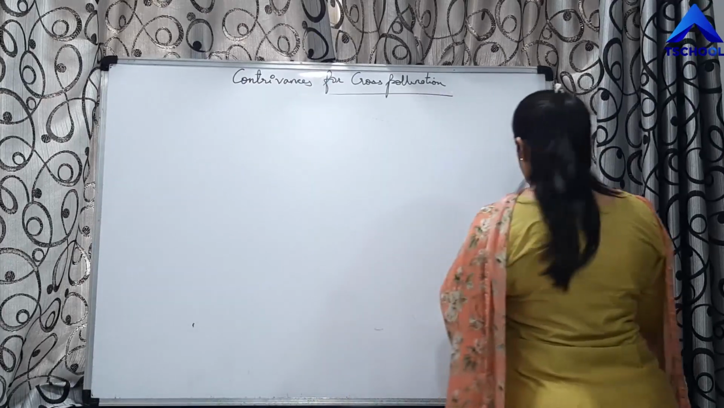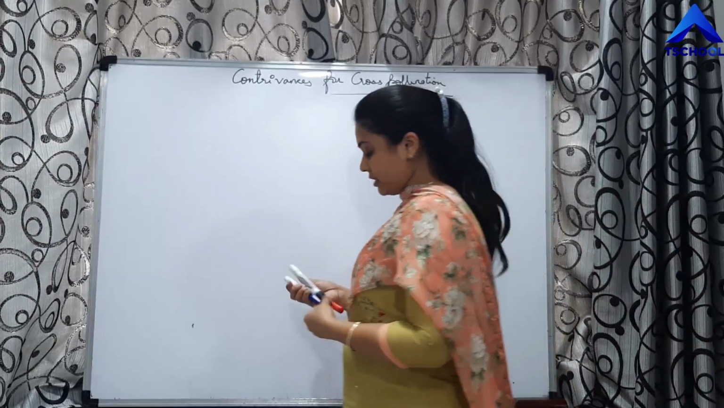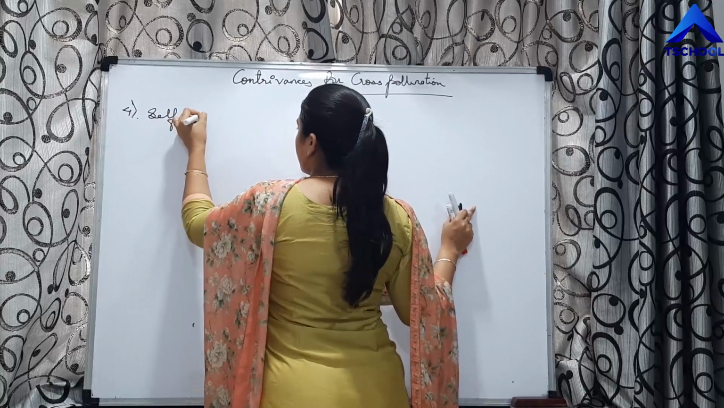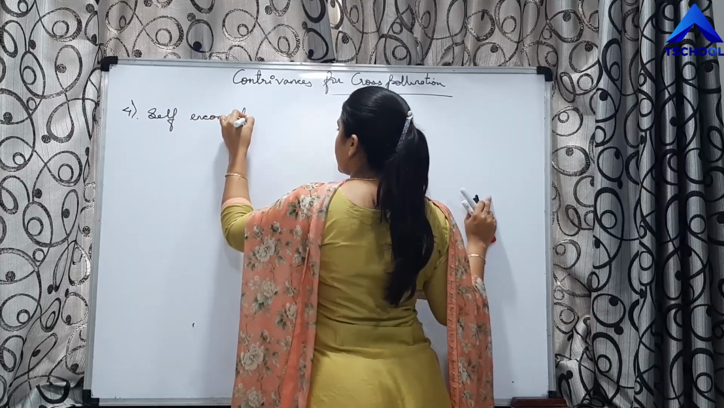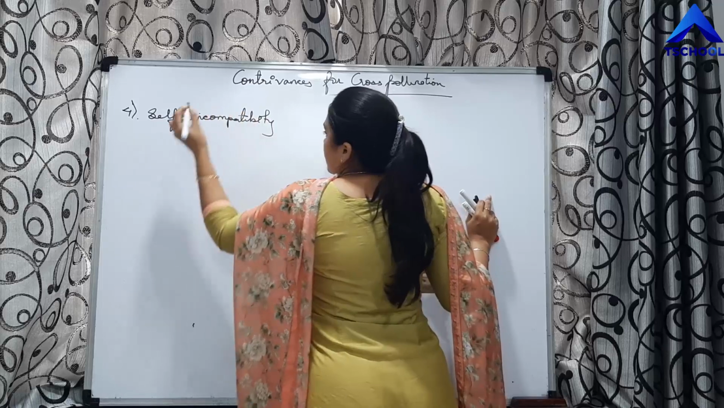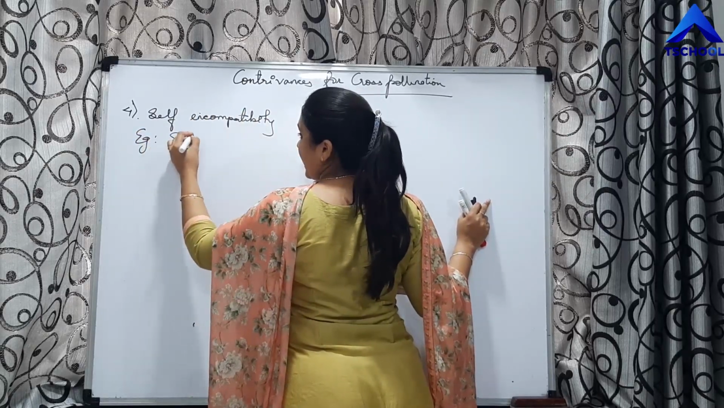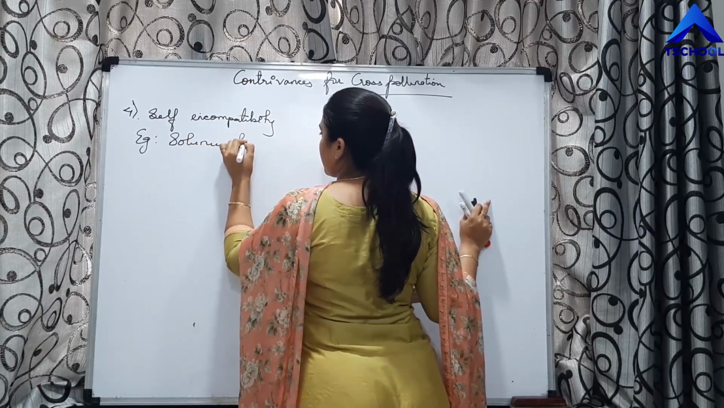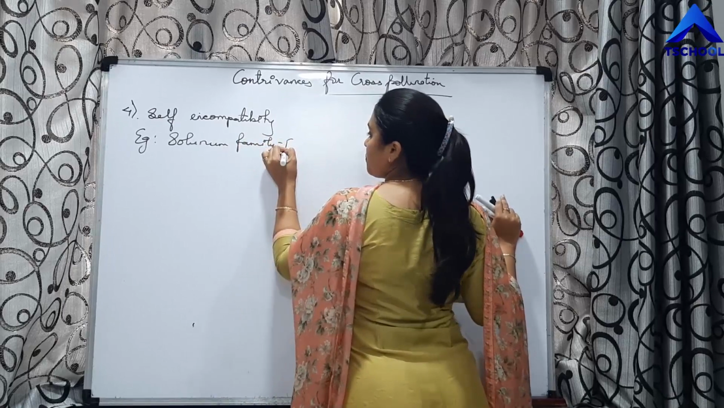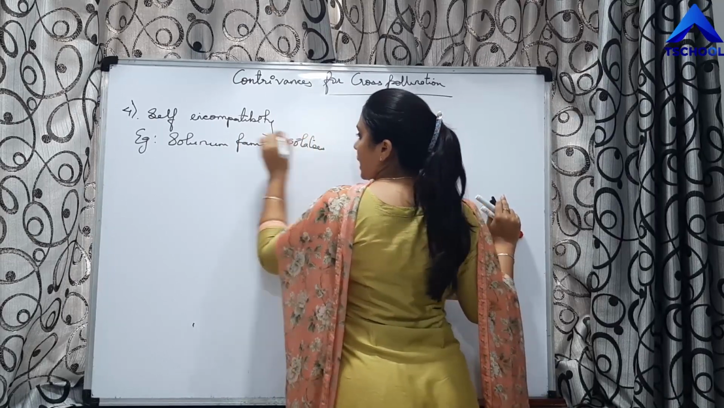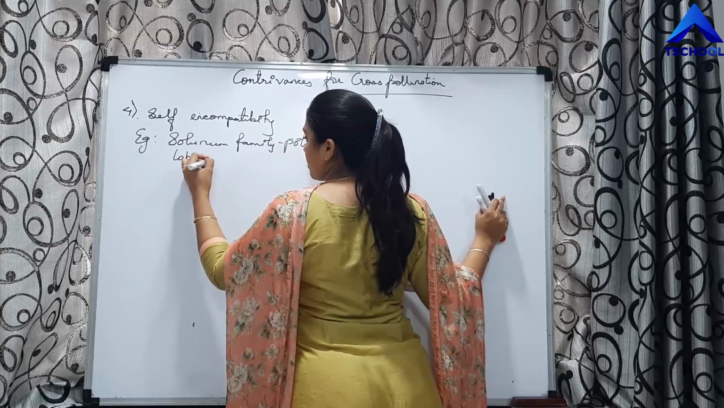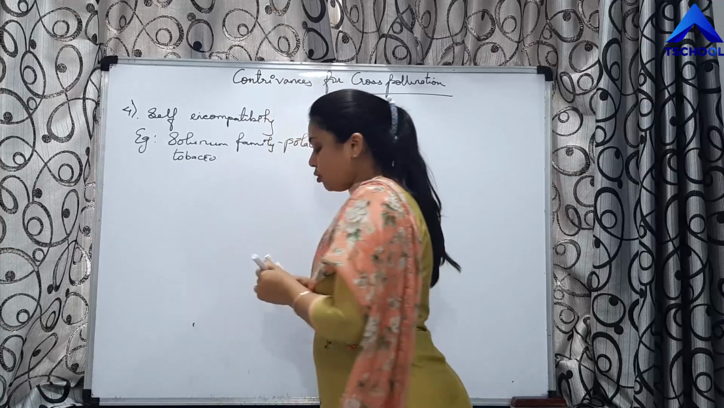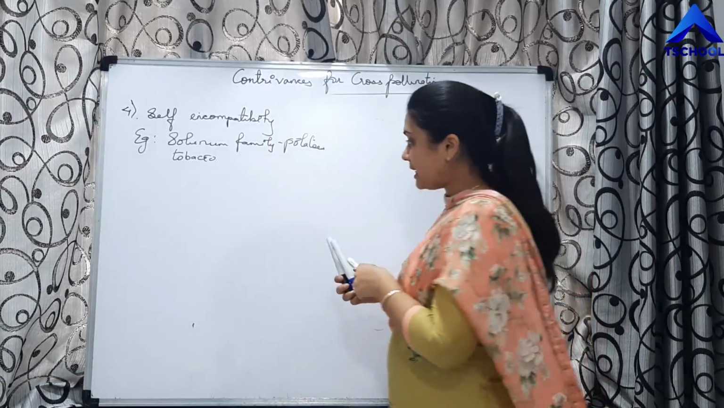Then the next contrivance for cross-pollination is self-incompatibility. An example of it is the Solanum family, such as potatoes. Another example is tobacco. So self-incompatibility, what does that mean, right?